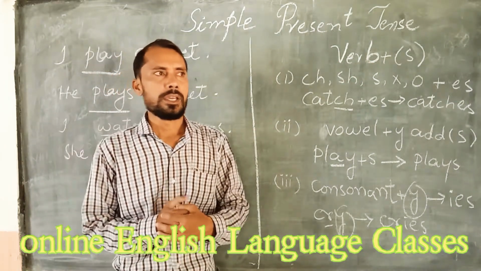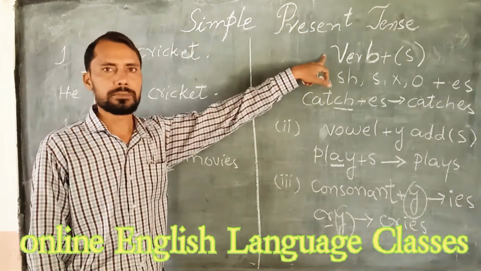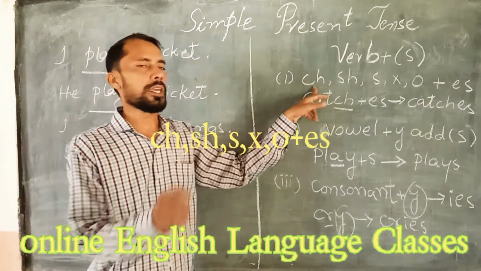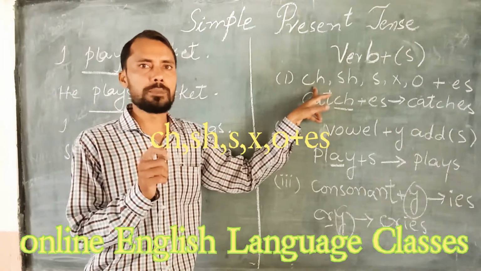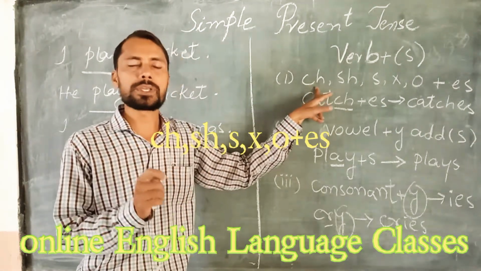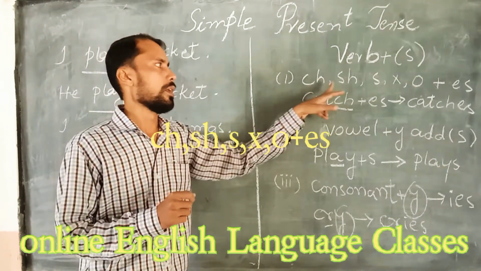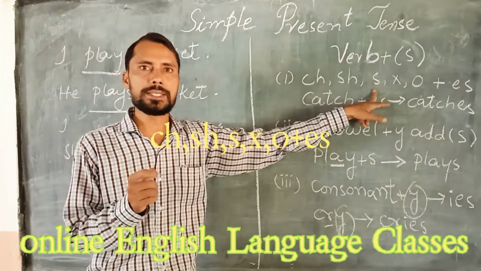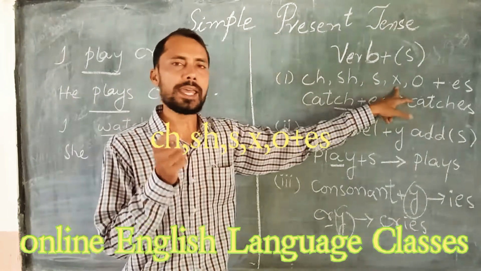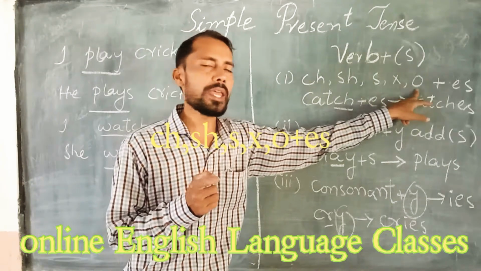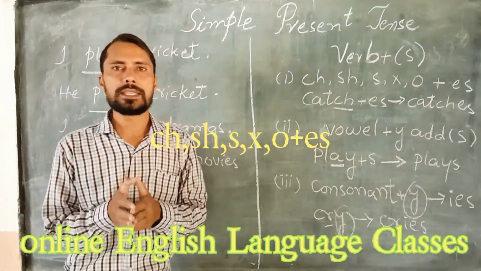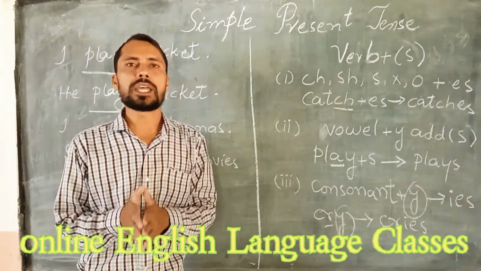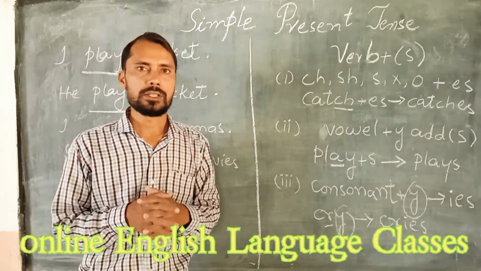Okay, let's get started. The first thing, if your verb ends on letter CH, I mean if in the end of the verb there are letters CH, or you can say Ch sound, or SH, or Sh sound, or S sound, or X sounds, and O. We usually add ES in the end to use these form of verbs with the subject he, she, and it.